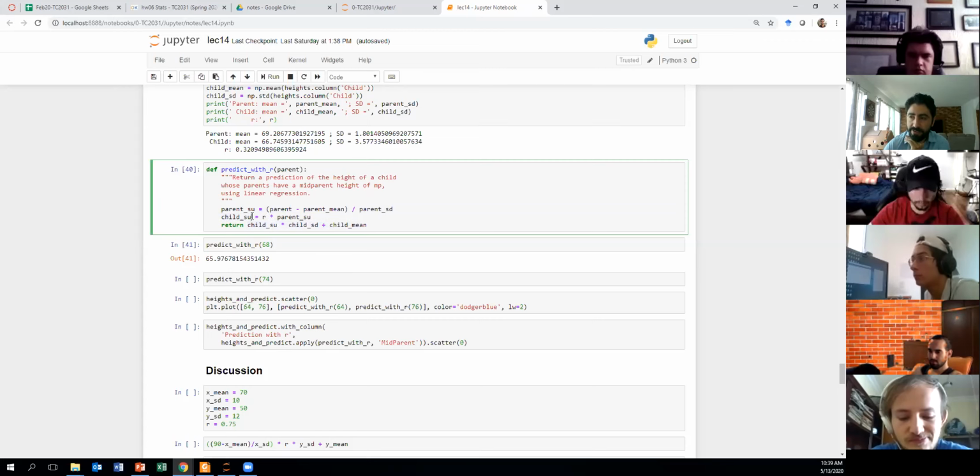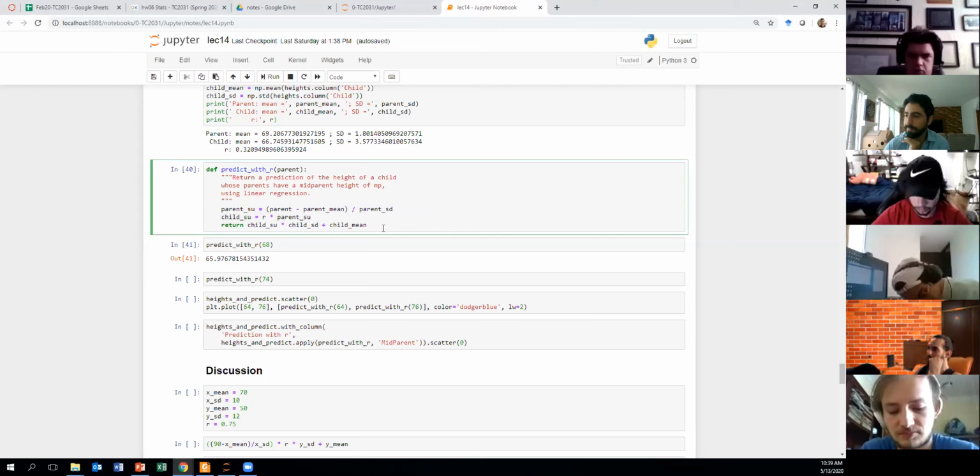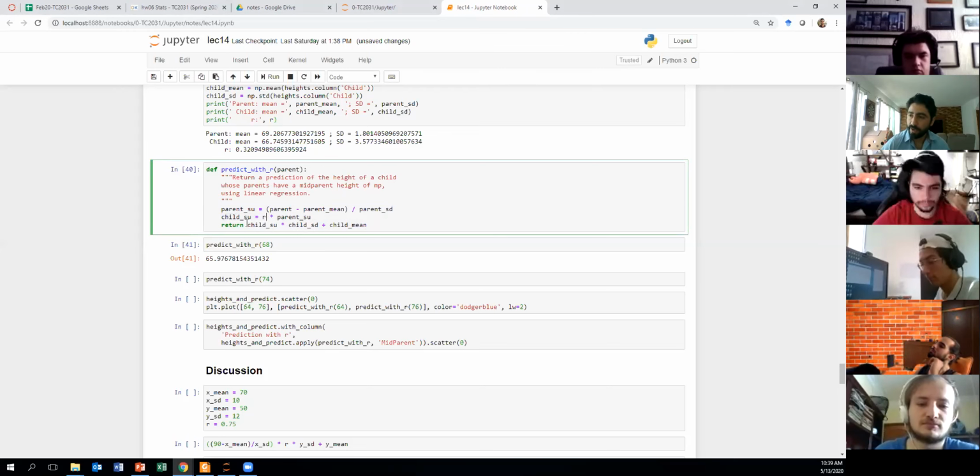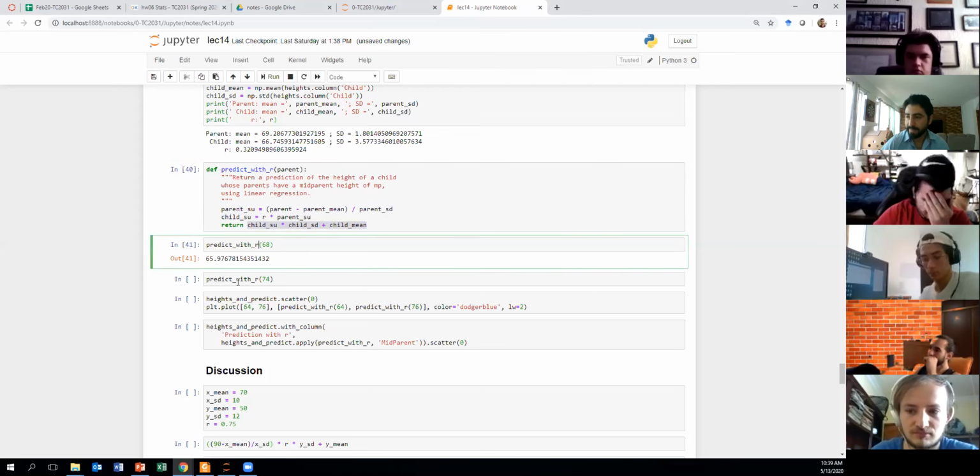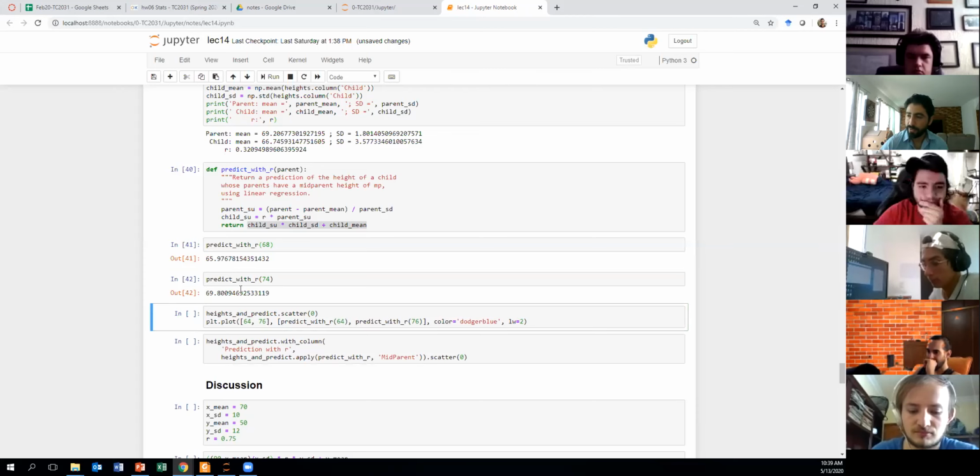To convert the standard unit to normal unit, you do the standard unit multiplied by the standard deviation for child plus the child mean. So don't get confused about what's happening here. I'm predicting my child using the R value, and then I return the normal unit using this equation. So for 68, I predict this. For 74, I predict this. If you remember, 65 here for 68, 69.8 for 74.